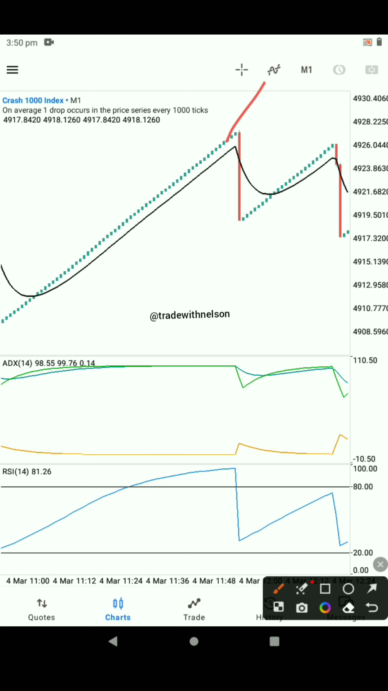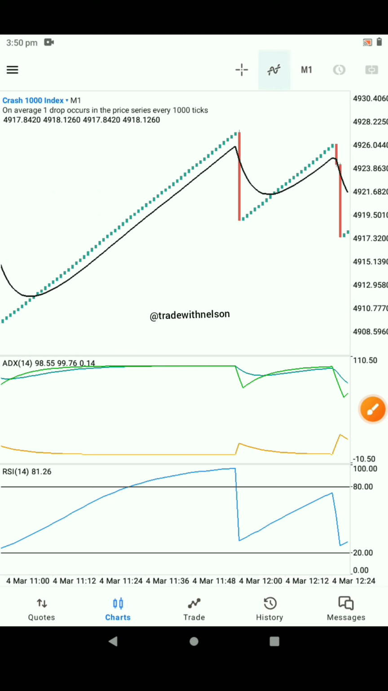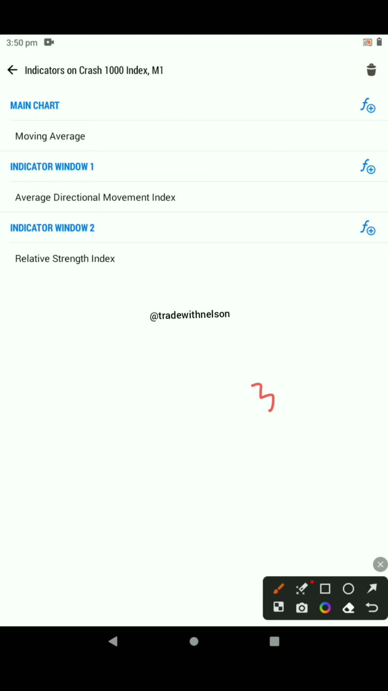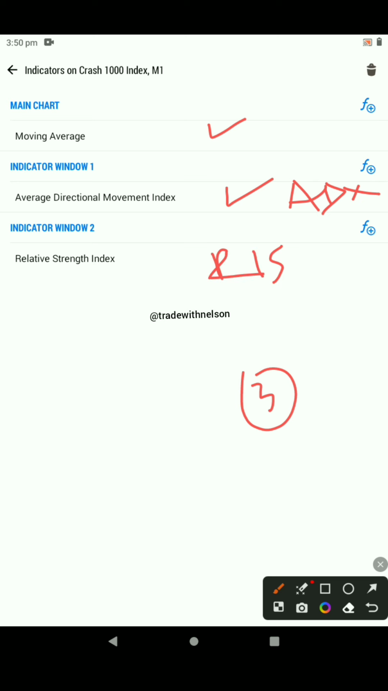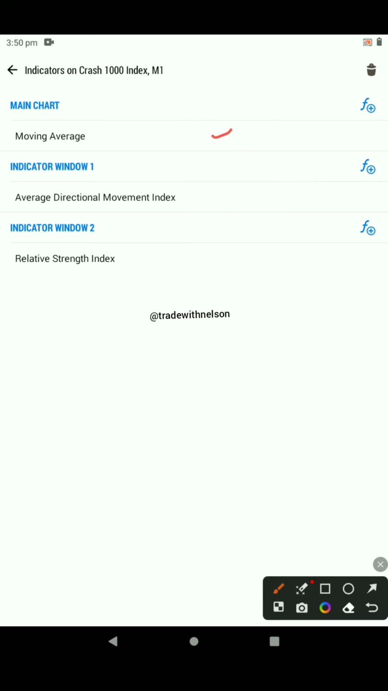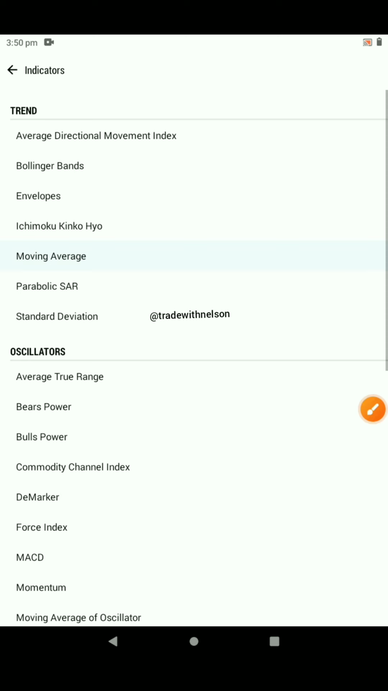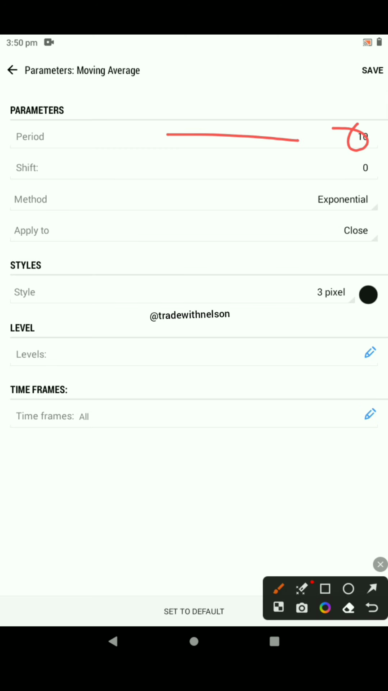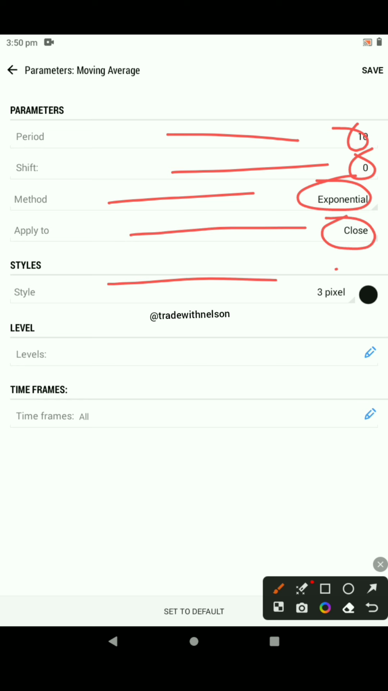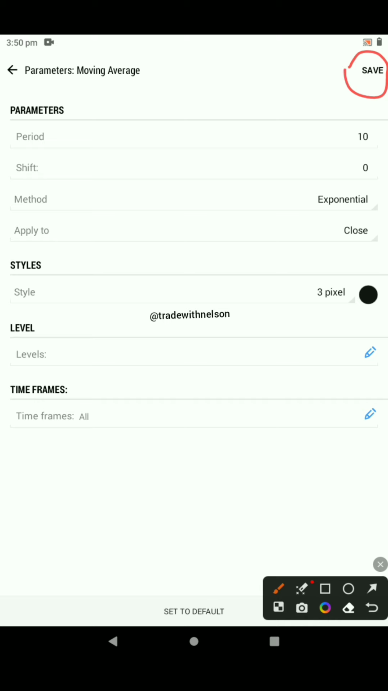First thing you do is to click on this indicator icon over here. Like I said, I have just 3 indicators. I have the moving average, the average directional movement index, which is the ADX, and the relative strength index, which is the RSI. So for the moving average, click on this F icon on the main chart, moving average. Make your period 10, shift 0, method exponential, apply to close, style 3 pixel, and select a color of your choice. After that, click on save.